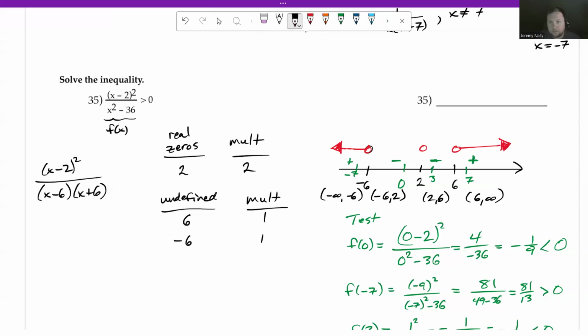So then my final solution is going to be -infinity to 6 union, I'm sorry, to -6. Go away, stray mark. To -6 union with +6 to infinity. And, these weren't involved.